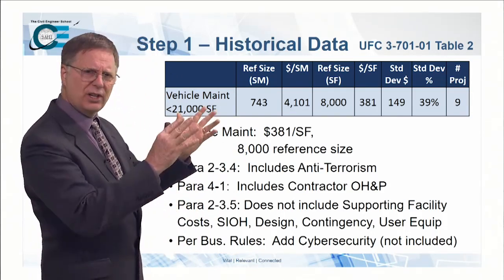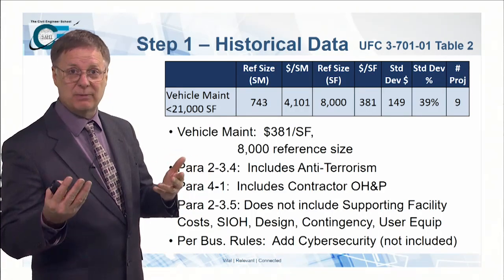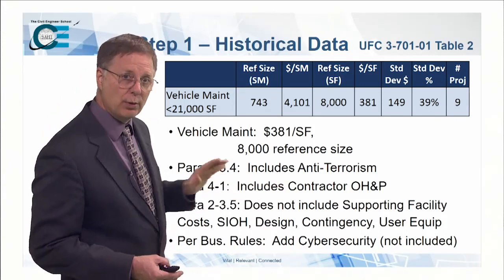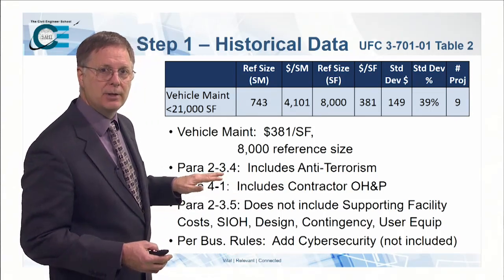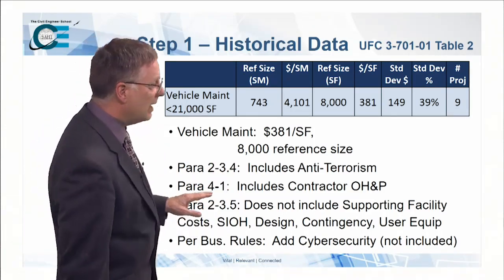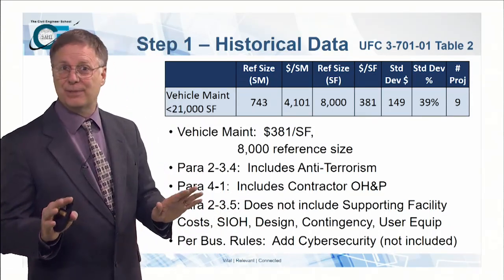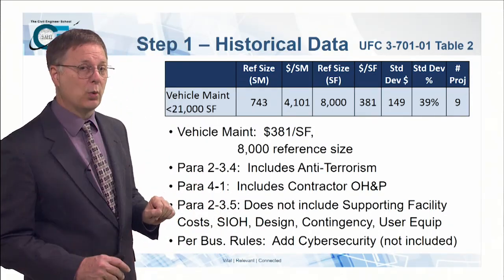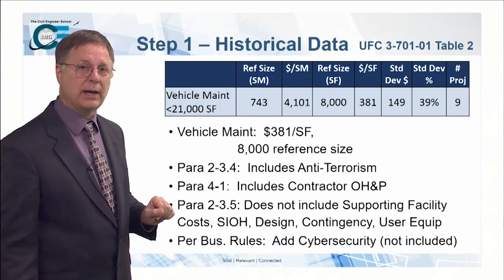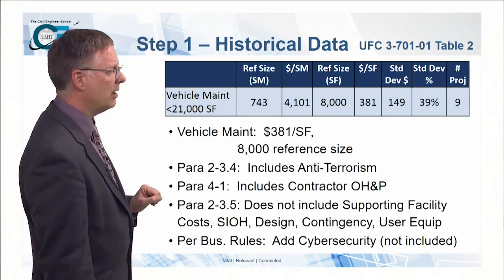Now, what's included in this data? You got to know that stuff because you got to know what kind of markups and adjustments you may need to make. This data already includes anti-terrorism per the UFC. It says that. So that means I don't have to do any anti-terrorism stuff to this facility. It does include contractor overhead profit, so I don't have to put any overhead profit in this. That's good news. It does not include supporting facility costs. We'll talk about that in another lesson, although I'll give you a quick method to come up with supporting facility costs.